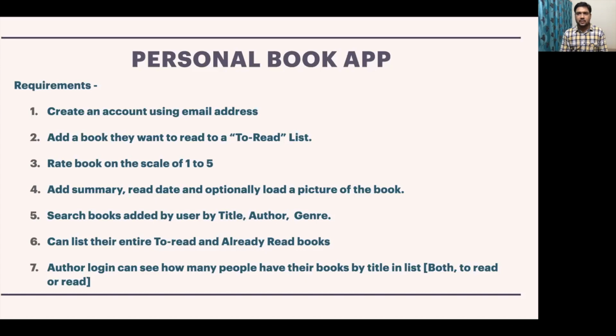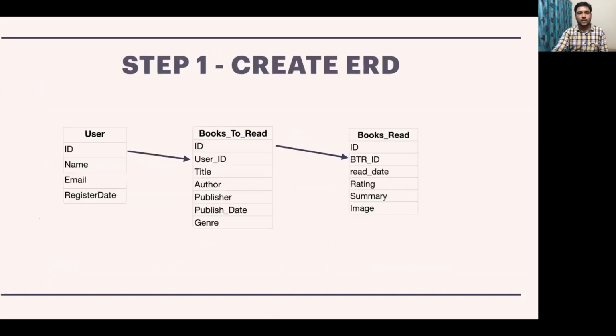There is another persona that we have added: the author should be able to log in and see how many people are reading one of his titles. So step one is we create an ERD. This is a very simple and crude ERD that I've created for this demonstration purpose. There are three entities: user, book to read, and book read.